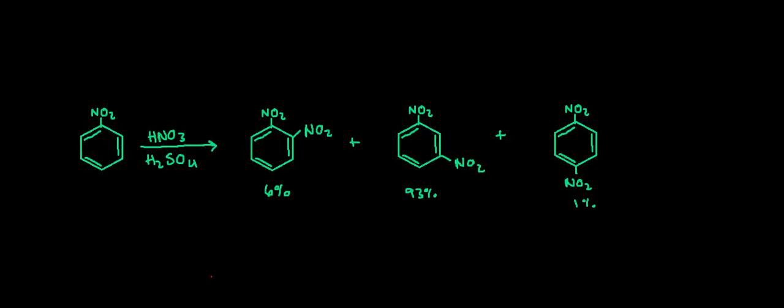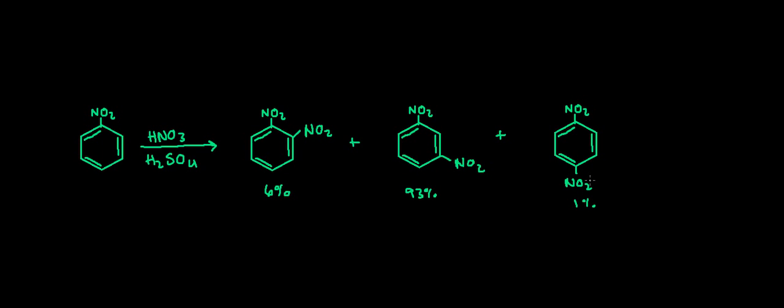Metadirectors are groups that can be added to benzene rings that will cause it to react in the meta position. In this example, nitrobenzene is further nitrated. The results are 6% in the ortho position, 93% in the meta position, and 1% in the para position.